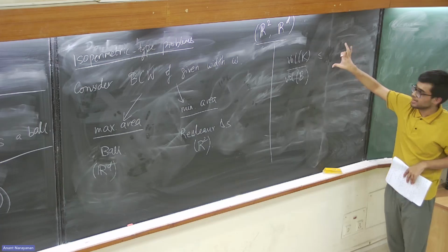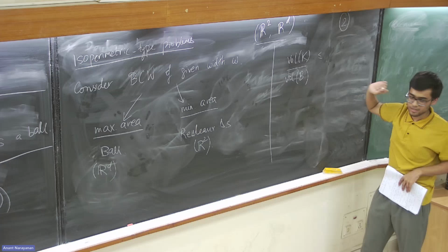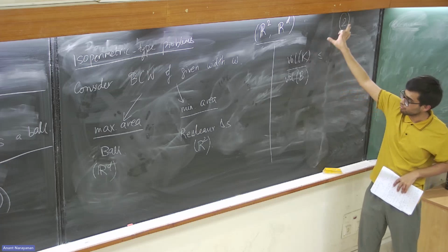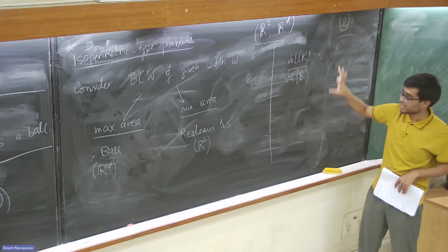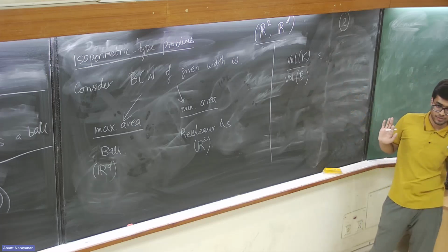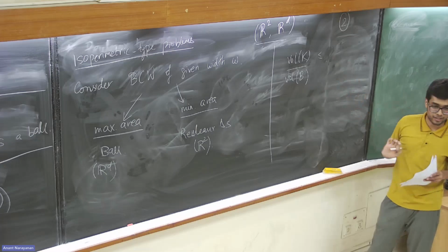Is that possible? Let's say I take all convex bodies of width 2. I know the volume of K, for any convex body K of width 2, divided by the volume of the ball of radius 1 is less than or equal to 1. That is clear. I'm saying, can I do better than 1?